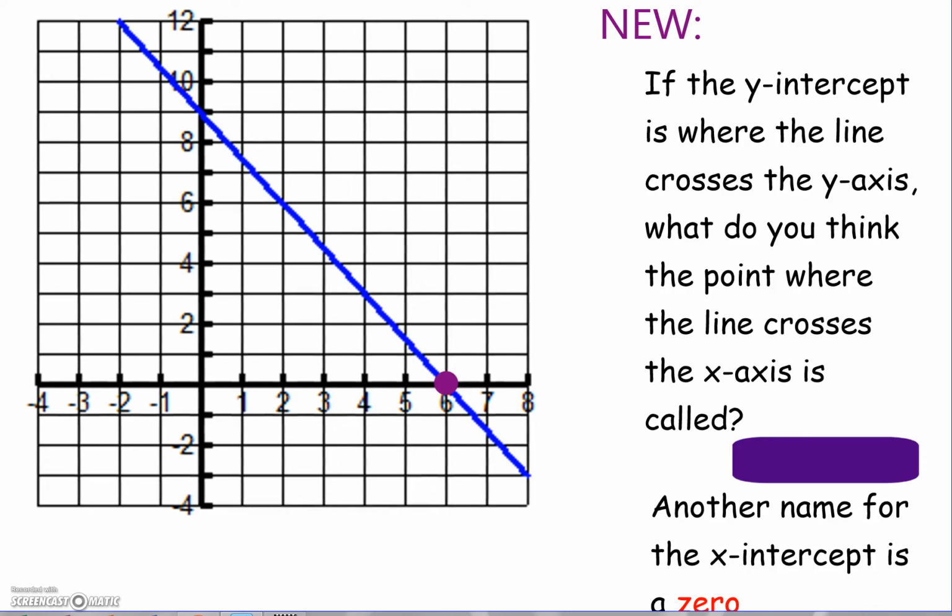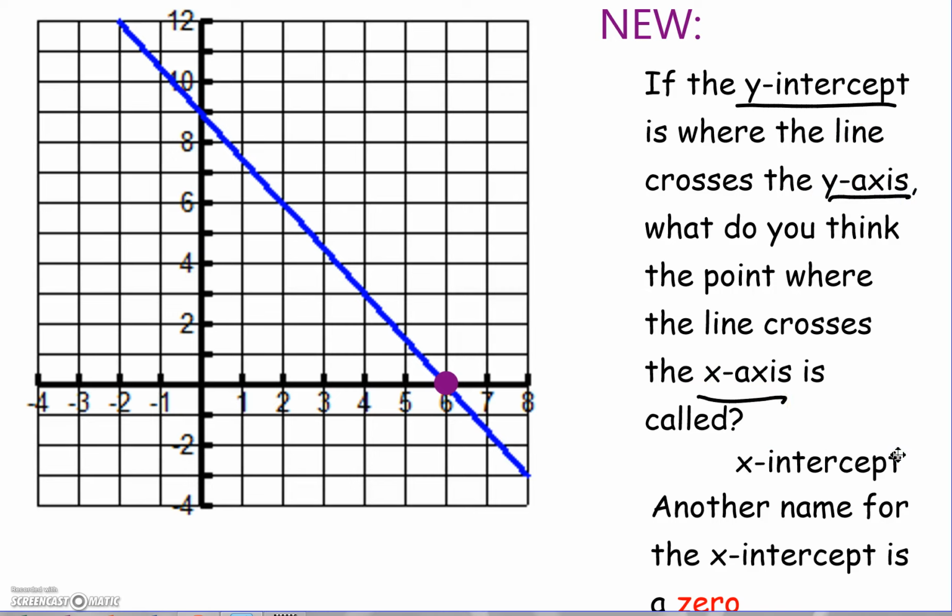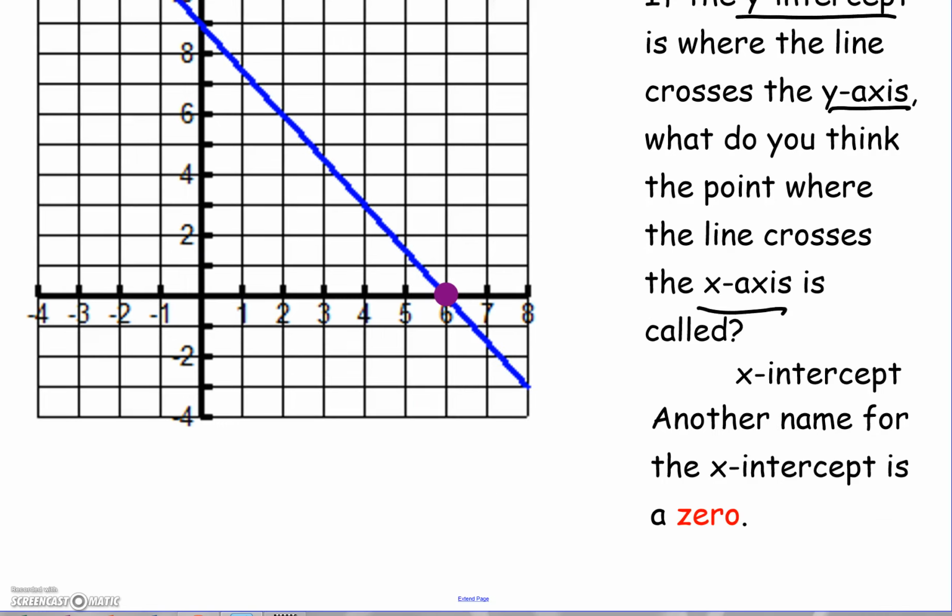So now we're going to talk about something new. If the y-intercept is where it crosses the y-axis, what do you think the point the line crosses the x-axis is called? And the answer is x-intercept. Another name for the x-intercept is 0, and later on we'll also be calling it a root. But all you need to know is it's also called a 0.